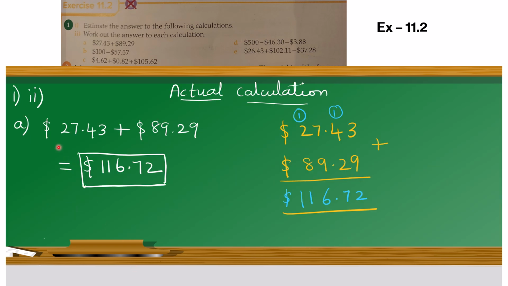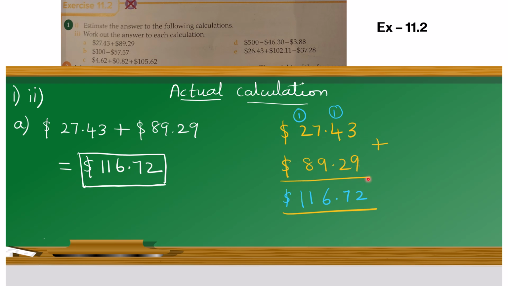A sum is $27.43 plus $89.29. We have to do the addition. Okay, let's do the actual calculation. Okay, so here I wrote $27.43 and $89.29. Okay, so let's do the addition here now.